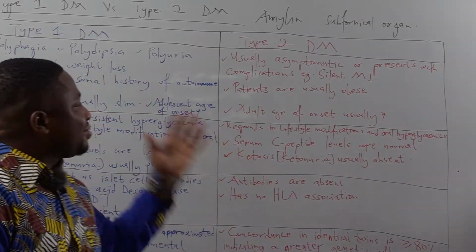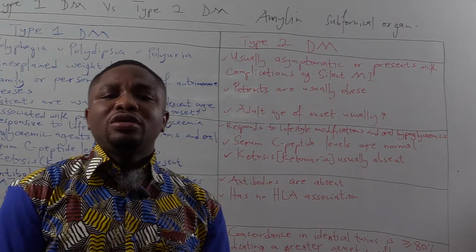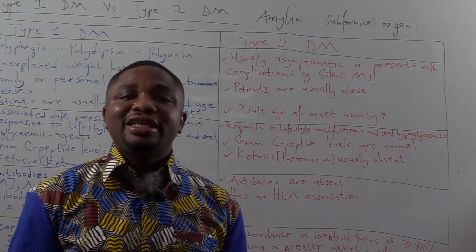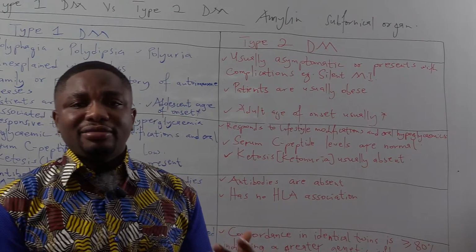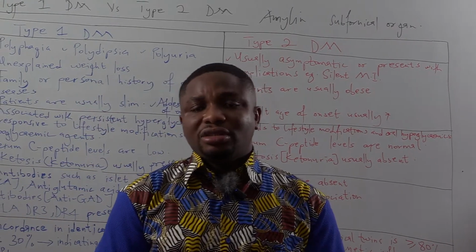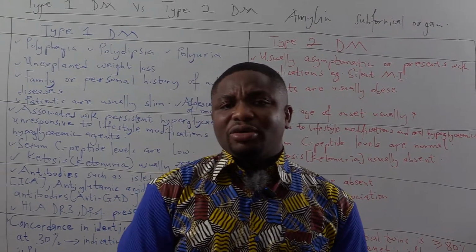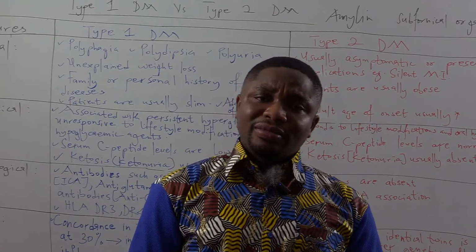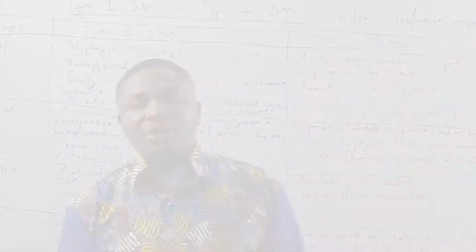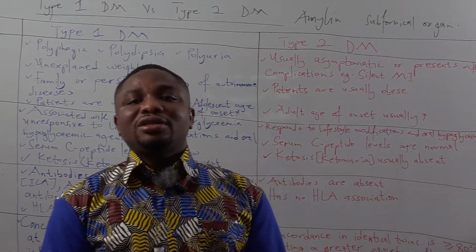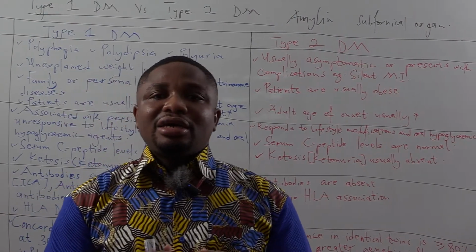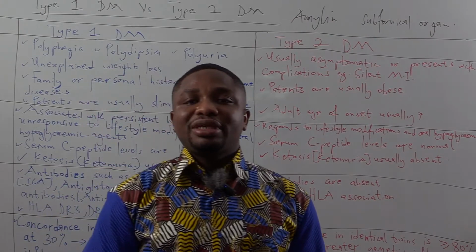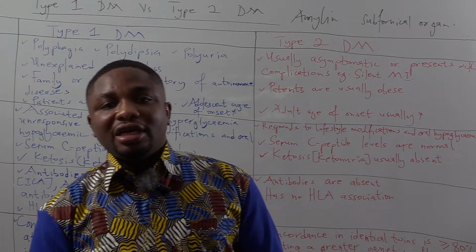Then again, for type 2 diabetes mellitus, patients are usually obese, meaning if you are looking at the BMI, body mass index, it would definitely be greater than or equal to 30 kilogram per meter square. And finally, type 2 diabetes mellitus usually has an adult age of onset, meaning that it's not only in the adult age, but mostly it's going to be in the adult age.